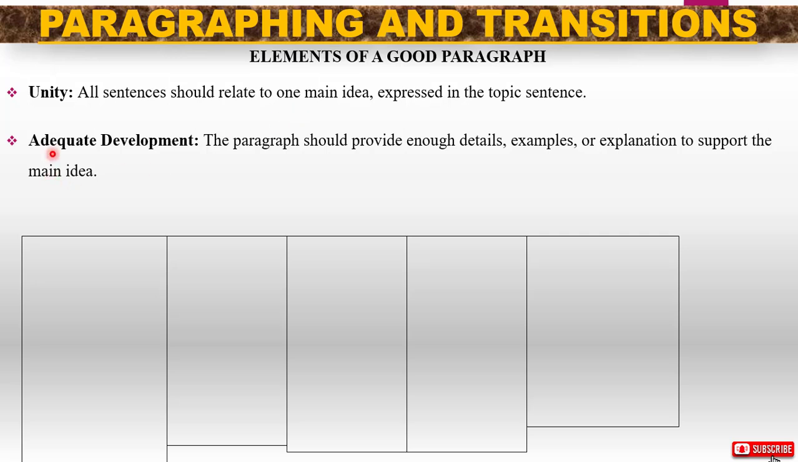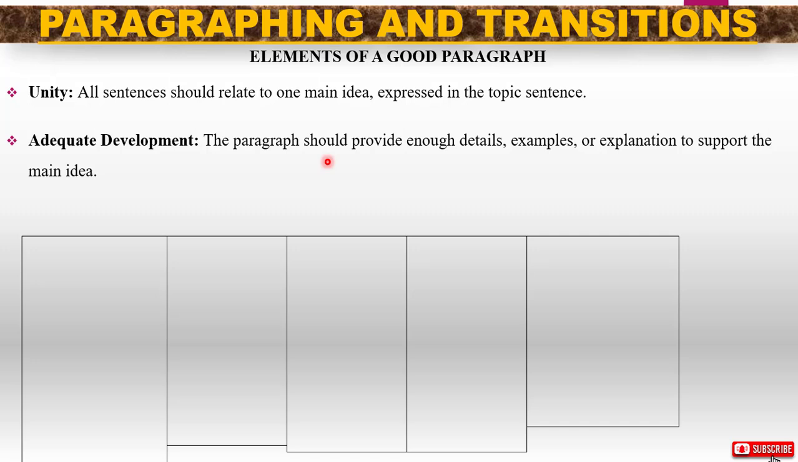Also, a paragraph should have adequate development. It should be adequately developed. It means that the paragraph should provide enough details, examples or explanations to support the main idea. So you cannot have a paragraph with just one sentence. You must have many sentences that provide details, examples or explanations to support your main idea.